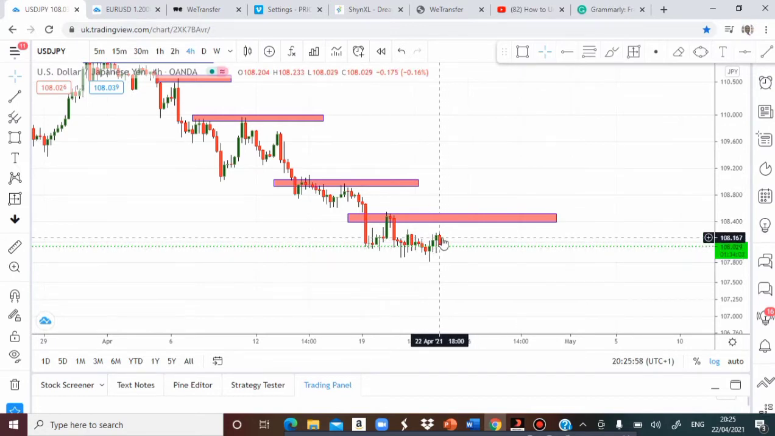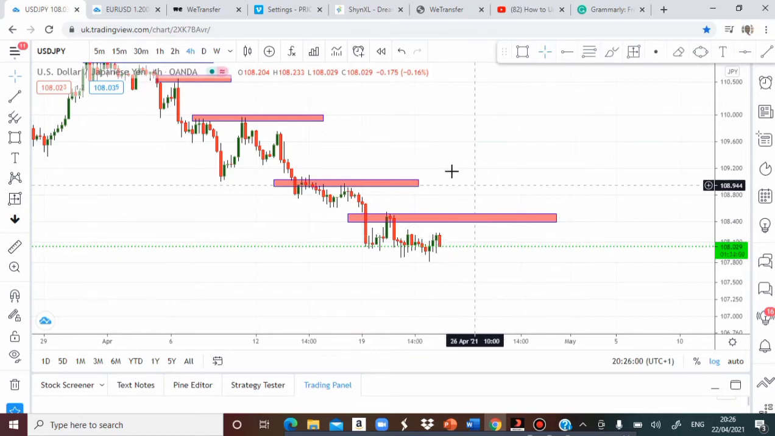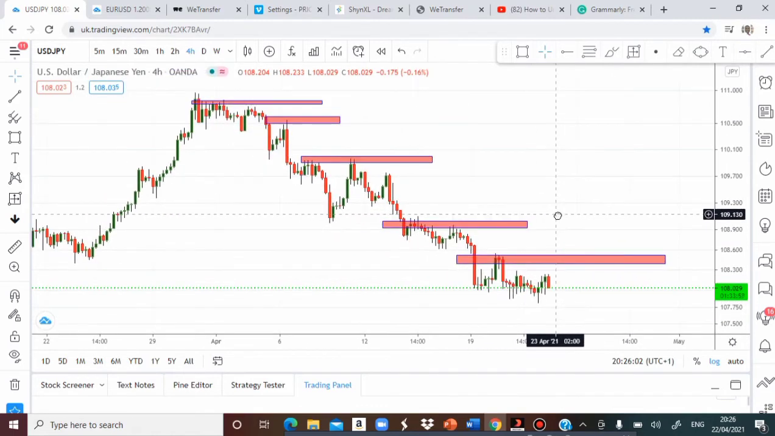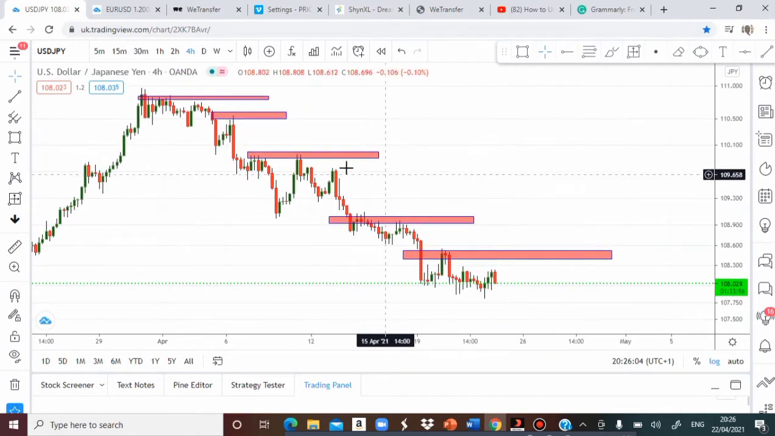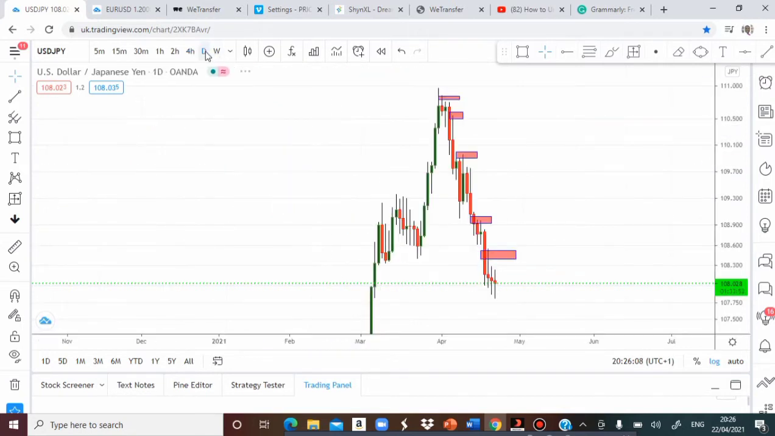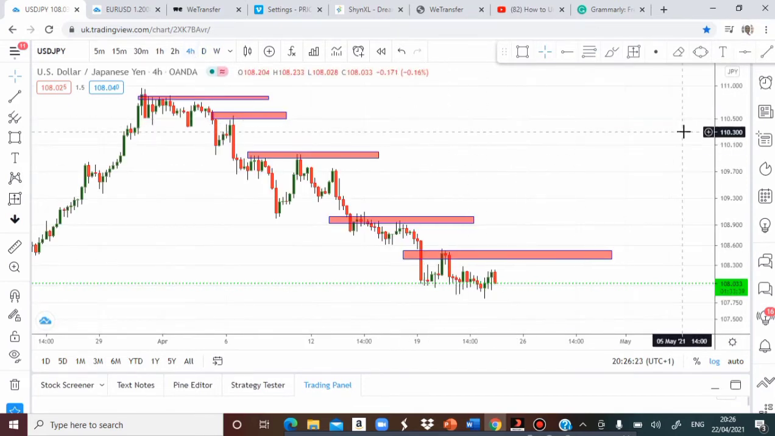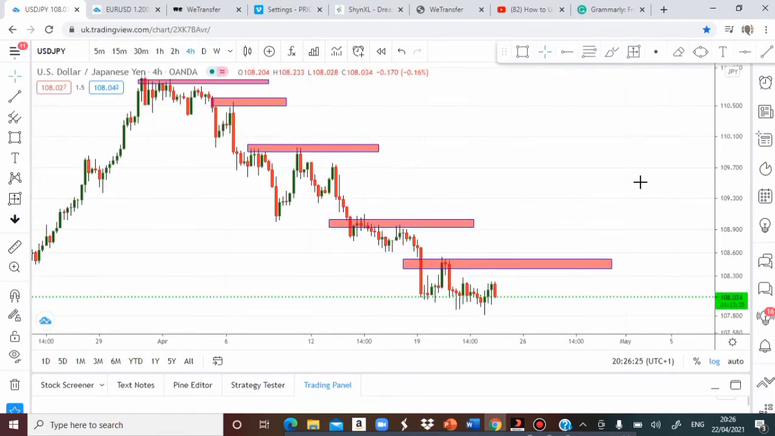This is a 4 hours candlestick, and always use a higher time frame to understand the direction of the market. This 4 hours time frame has shown you, and the daily showed you as well. Look at the daily time frame. The daily showed you that it is indeed a downtrend. Then you go back to the 4 hours. The 4 hours also shows you that this is indeed a downtrend.